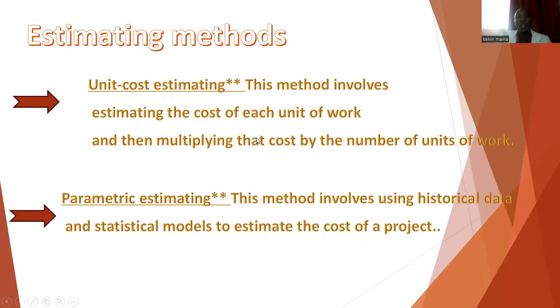So our next item is estimating methods, whereby we are supposed to discuss unit cost estimating. This is whereby you cost one unit of work, then you multiply by the number of units of work. For example, you can know the cost of building a hospital from previous data, from a hospital that has already been built. You take the whole area and divide by the number of hospital beds in that already constructed building, then you can use the pro rata basis to get the cost of the new hospital.